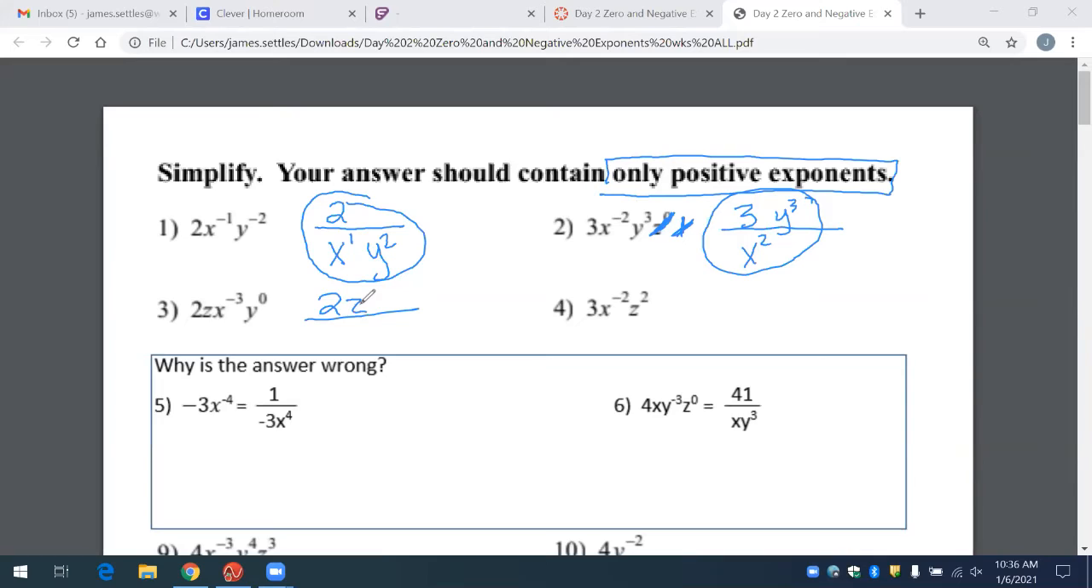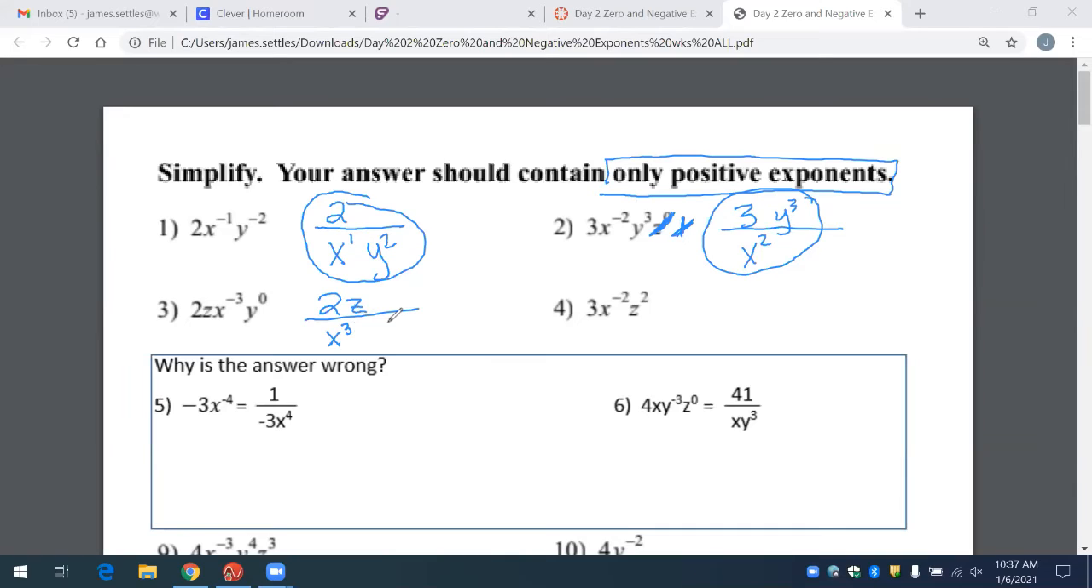Okay. So if it's positive or if it doesn't have a negative, then we just leave it alone. We don't mess with it. Okay, x to the negative 3. Are we allowed to have that negative 3? No, can't have a negative. So where does it flip? To the bottom. And when we flip it, now this is important, you've got to make it positive.